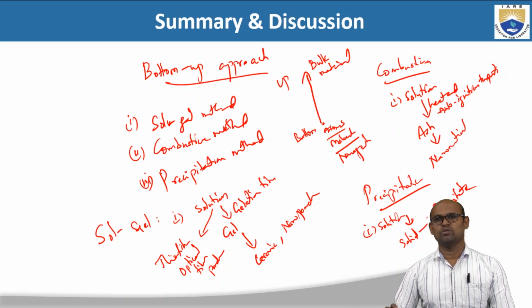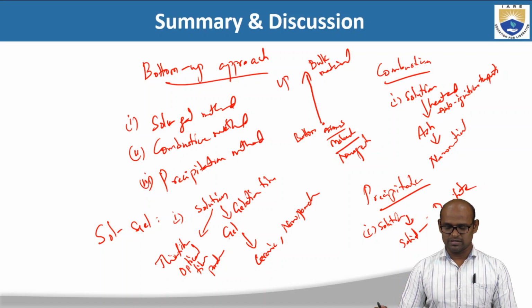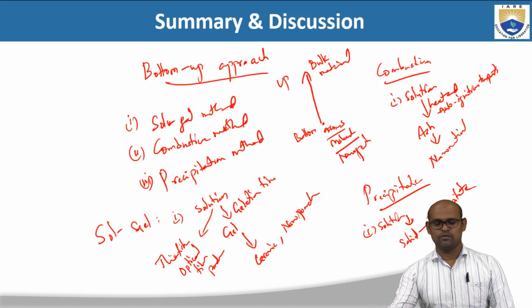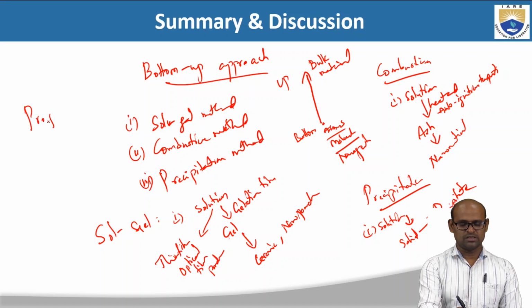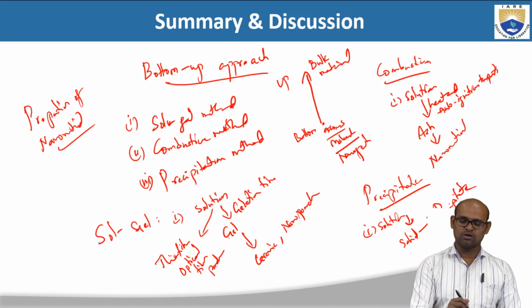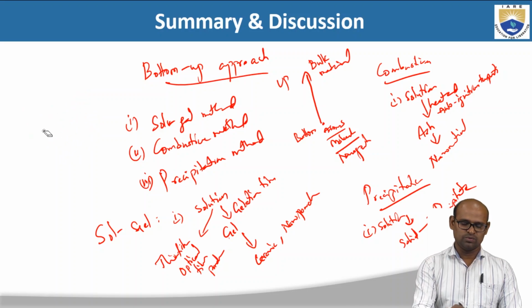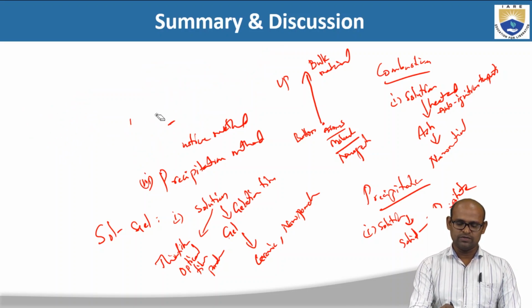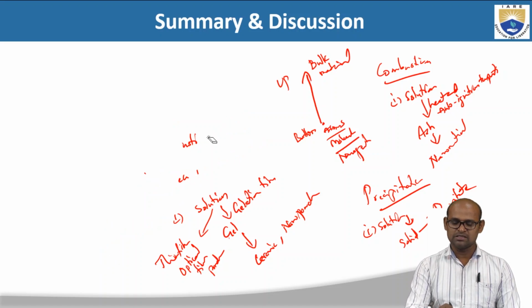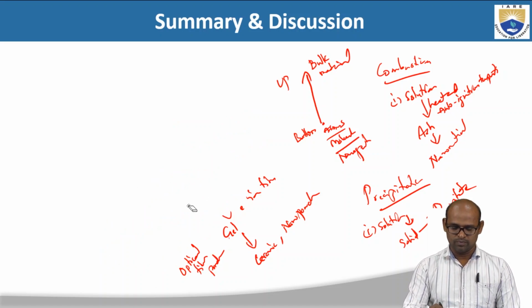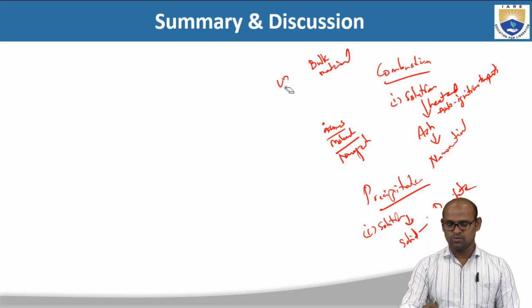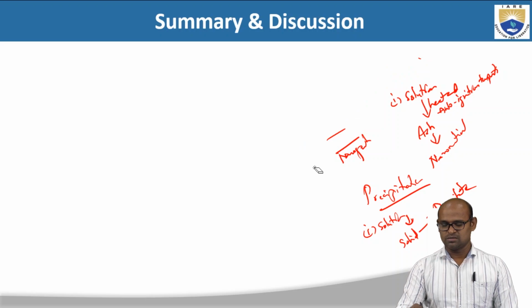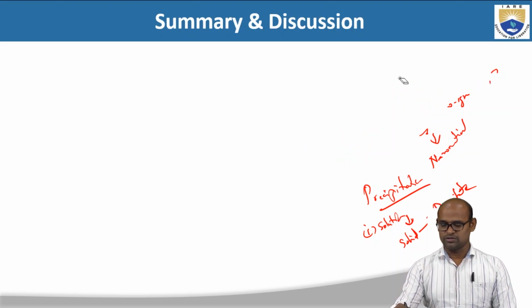Basically we have discussed bottom-up approaches, the sol-gel, combustion and precipitation methods, and also the properties of nanomaterials in this presentation. In the next presentation I will discuss the next topic in nanomaterials. With that we are going to end this module 5, which is nanotechnology, and then I will discuss some numerical problems also on nanotechnology. So with that we will complete this module 5.